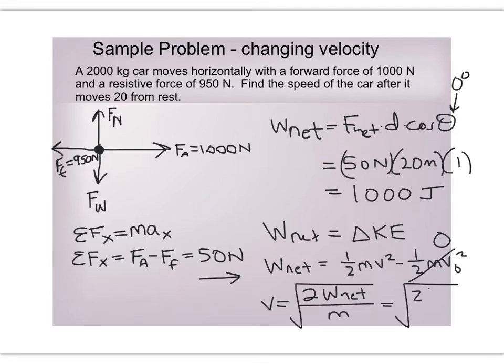So I take 2 times 1,000 joules divided by the mass, which was 2,000. So I get the square root of 1, which is also 1. So my velocity is 1 meter per second.